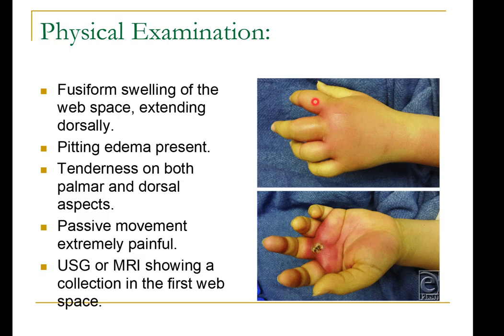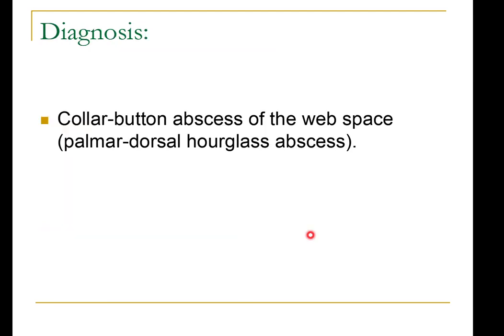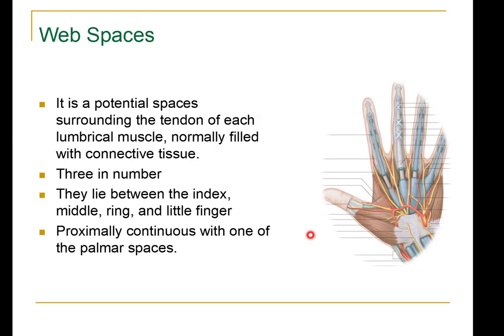So there is a fusiform swelling of the web space extending dorsally. There is a pitting edema. Tenderness is present on both palmar and dorsal aspect. The passive movements are extremely painful, and ultrasound or MRI shows the collection of fluid in the first web space. So this is a case of collar button abscess of web space, also called palmar dorsal hourglass abscess.